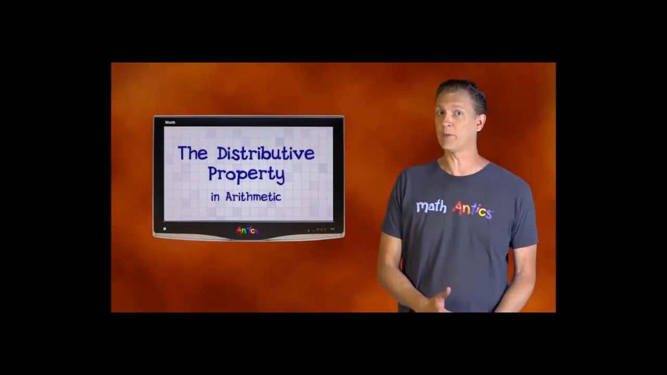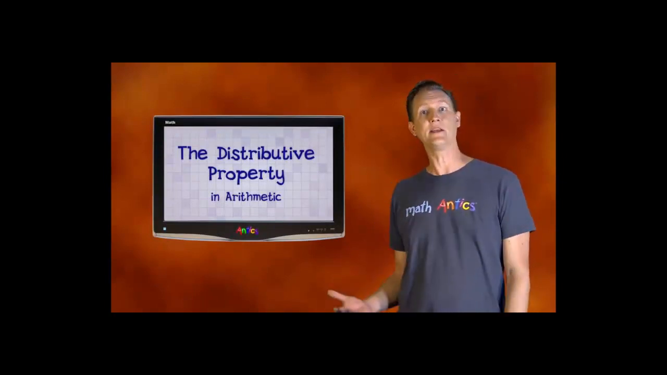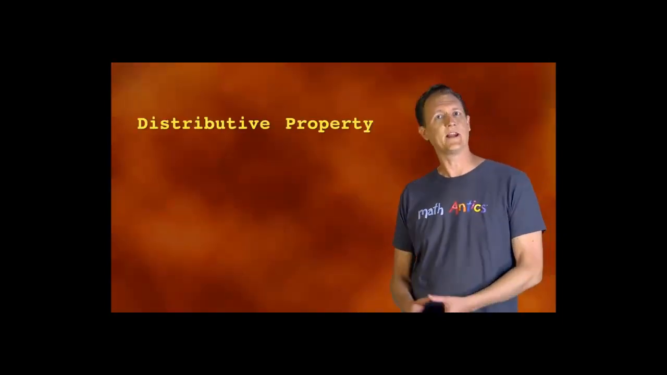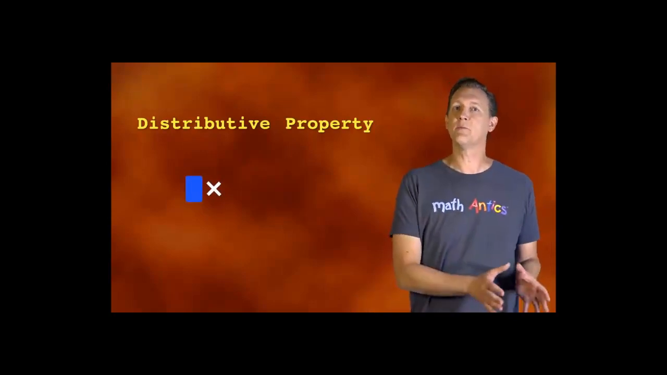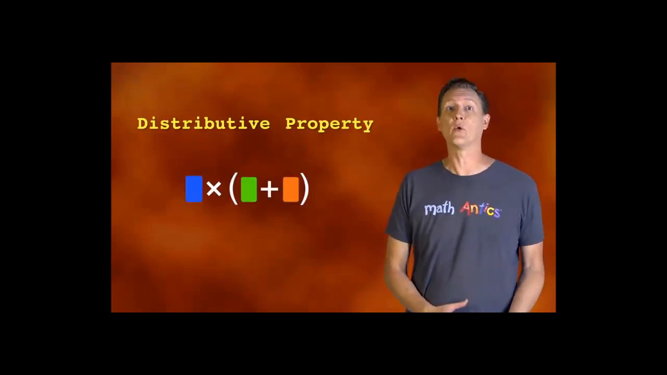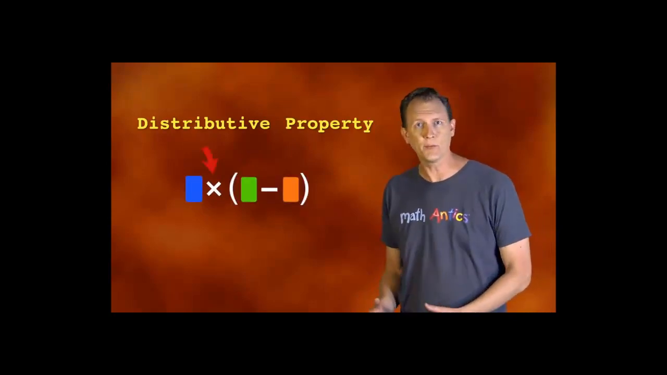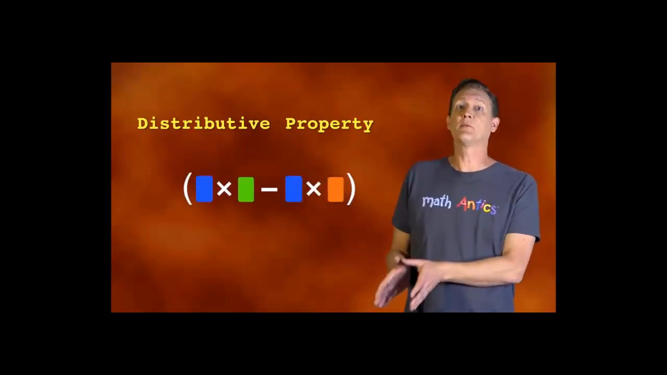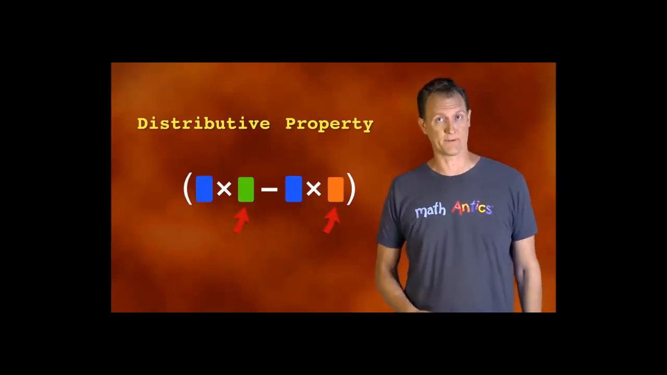Hi, I'm Rob. Welcome to Math Antics. In this lesson, we're going to talk about the distributive property, which is a really useful tool in algebra. And if you watched our video called the distributive property in arithmetic, then you already know the basics of how the distributive property works. The key idea is that the distributive property allows you to take a factor and distribute it to each member of a group of things that are being added or subtracted. Instead of multiplying the factor by the entire group as a whole, you can distribute it to be multiplied by each member of the group individually.